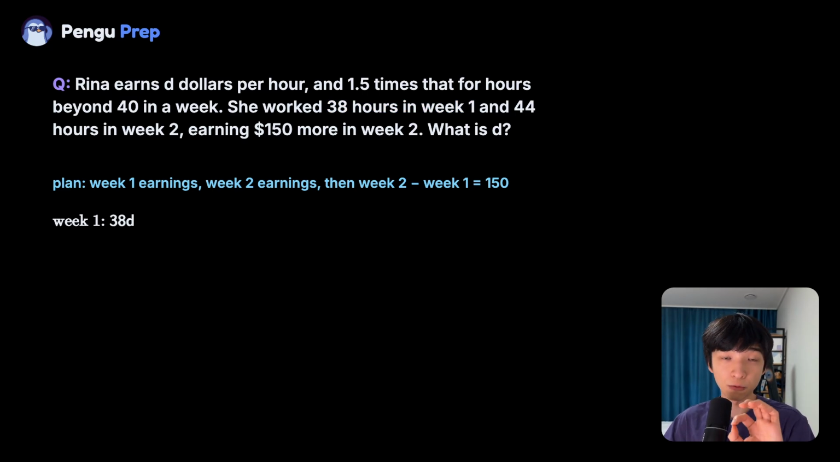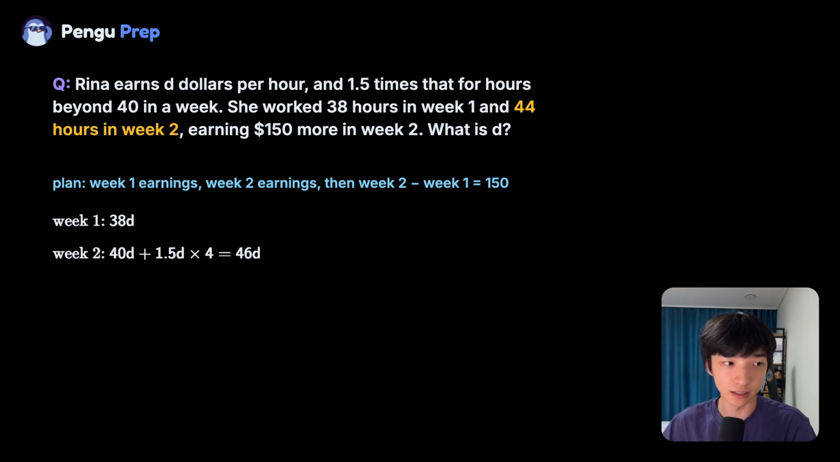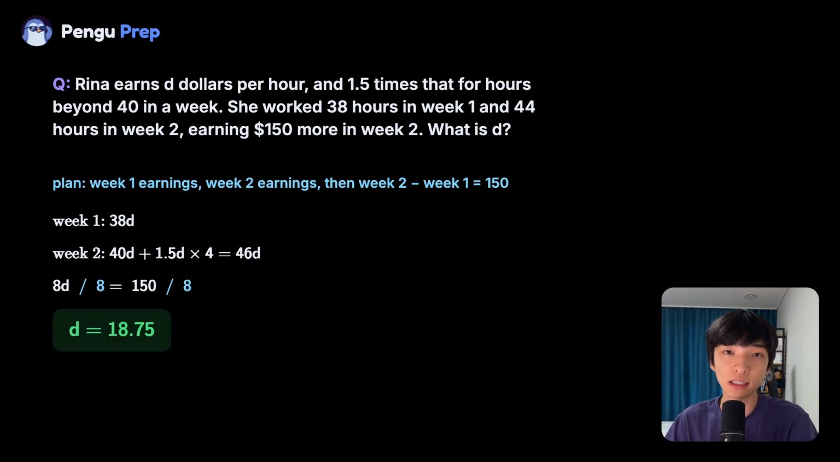For week 2, she works for 44 hours. So for the first 40 hours that she works, she's going to earn D dollars per hour. But for the exceeding 4 hours, she's going to earn 1.5D dollars per hour. So the total amount of her earnings is going to be 40D plus 1.5D times 4, which gets you 46D. Now, if you find the difference between week 2 and week 1's earnings, that's going to be 46D minus 38D, which is 8D. And that has to be equal to 150. So the correct answer is going to be D equals 18.75.